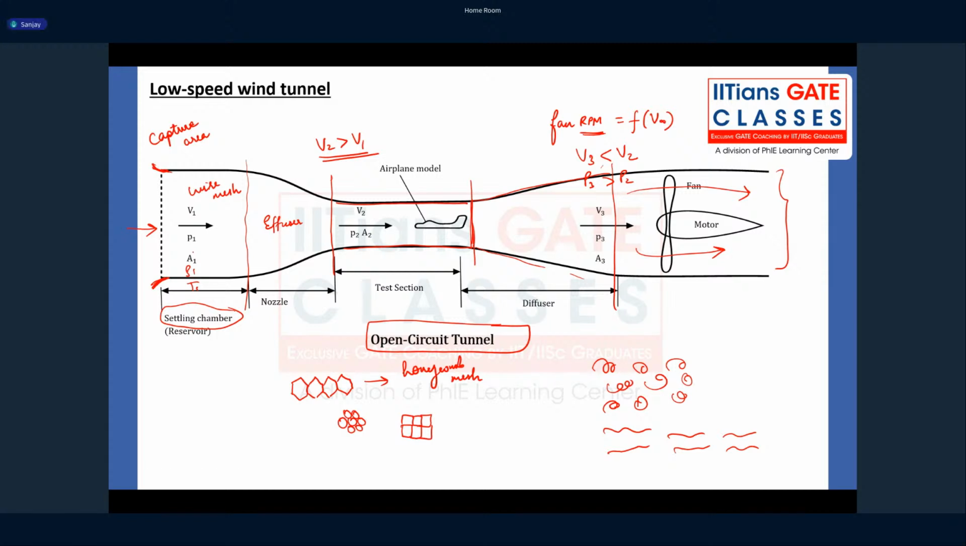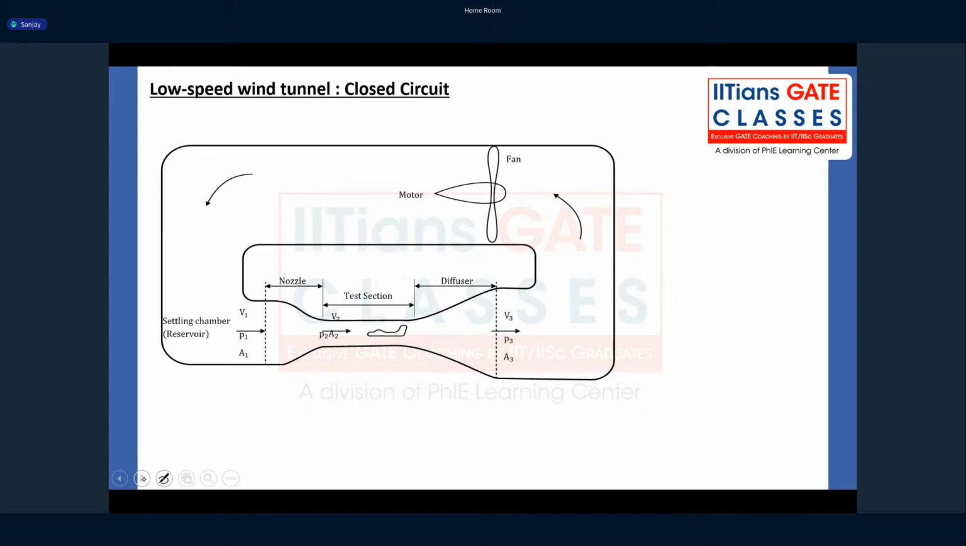So now let's see what a closed circuit wind tunnel is. The closed circuit wind tunnel is very similar to the open circuit tunnel. The only thing is you close the circuit, that is, you connect the front and the rear of the tunnel through another mechanism. Here also you have the settling chamber, which is known as a reservoir, and the air is taken through the inlet of the tunnel.